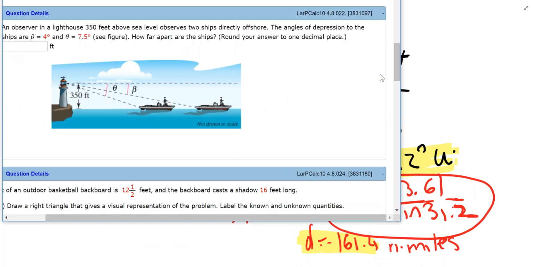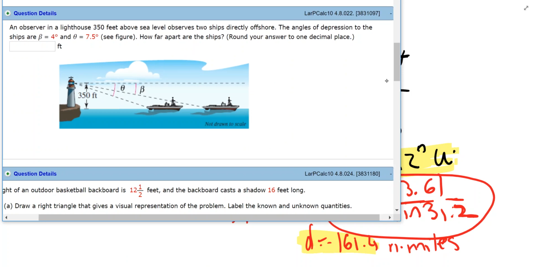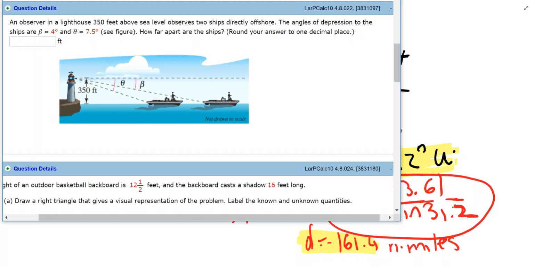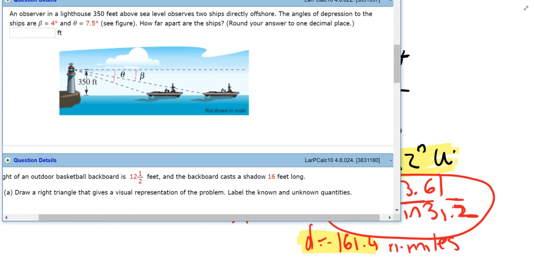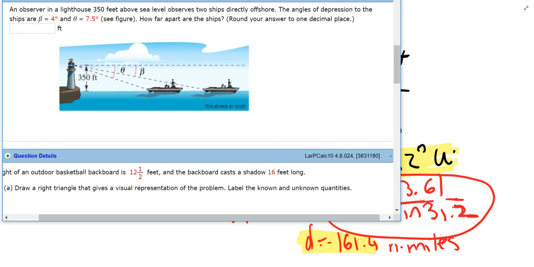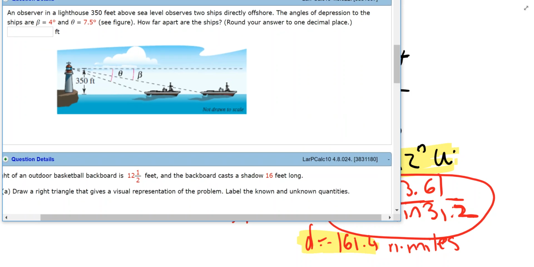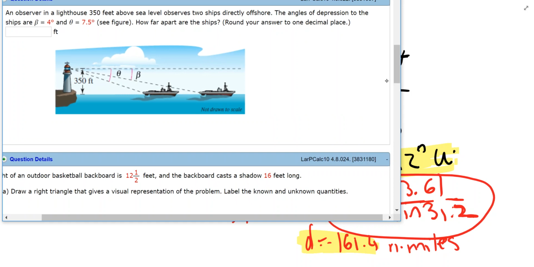Okay, so if you have problems like that, where this angle right here is beta, this angle right here is also going to be beta. If this angle right here is theta, this angle right here is also going to be theta. So that's going to come in handy when you try to solve these problems. So if you have an angle beta right here, this angle down here, I don't know if you can see this, is also going to be beta, the theta.